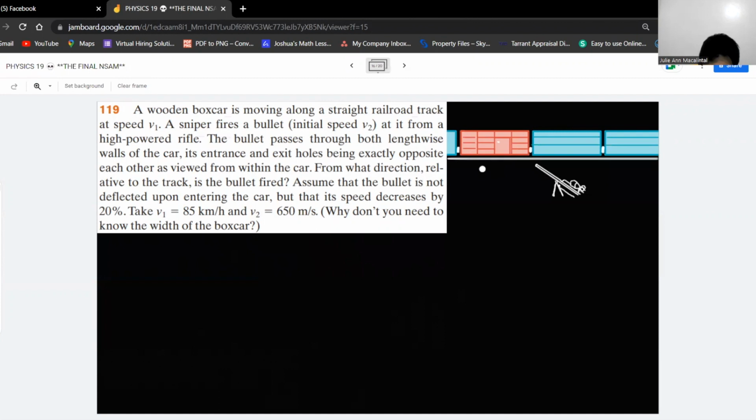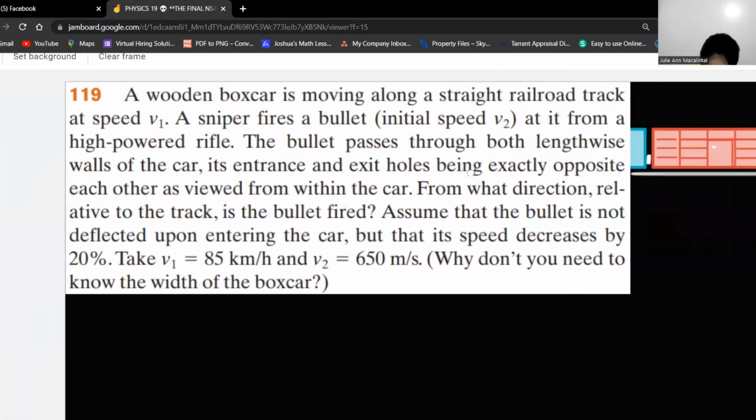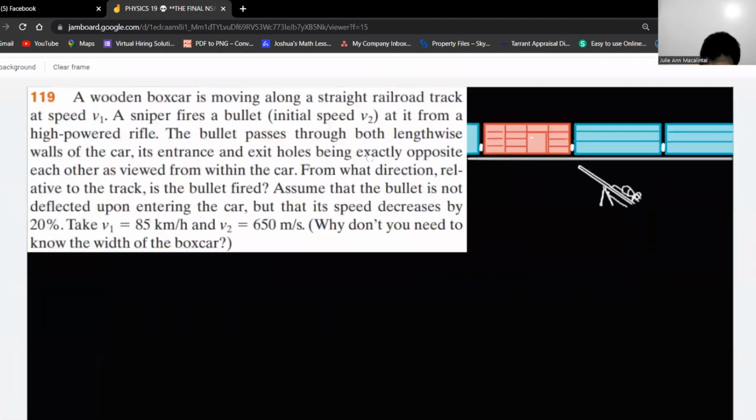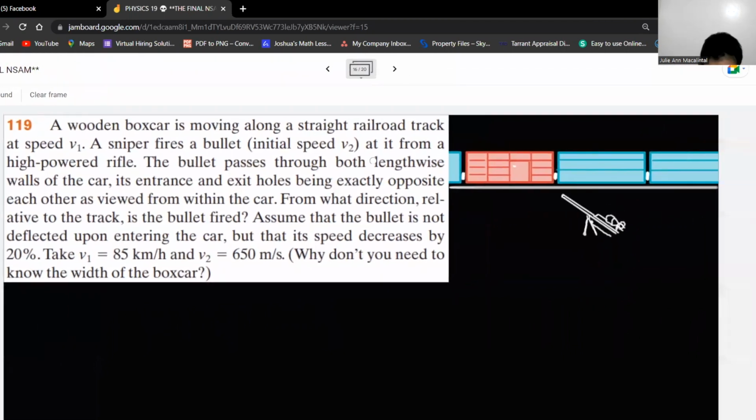Its speed decreases by 20%. Okay, what a nice number. So, what's V1? V1 is 650 meters per second. What's that massive velocity? That's crazy fast. V sub 1 is yung speed ng boxcar, tapos yung V sub 2, yun yung speed ng bullet.